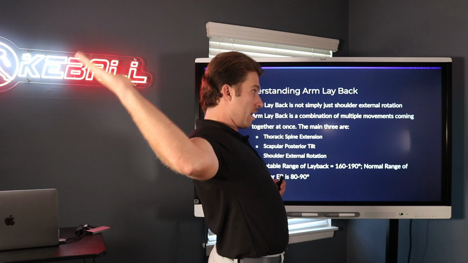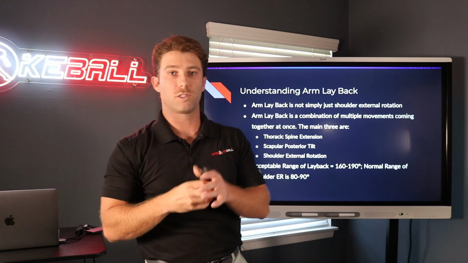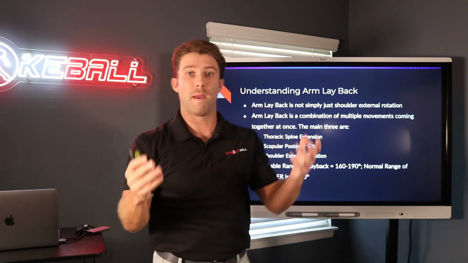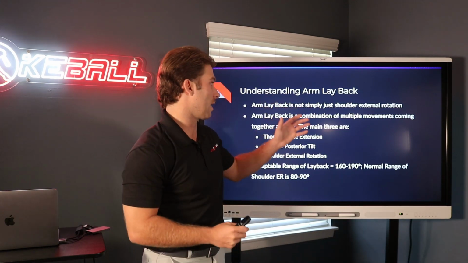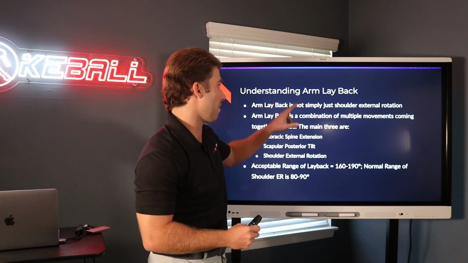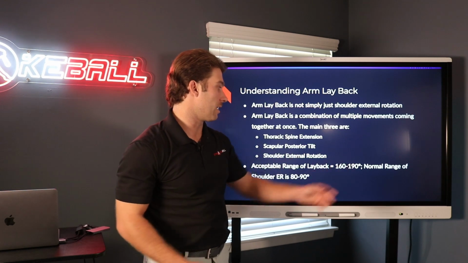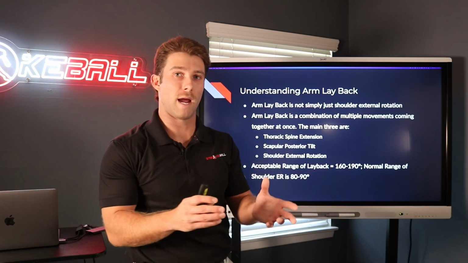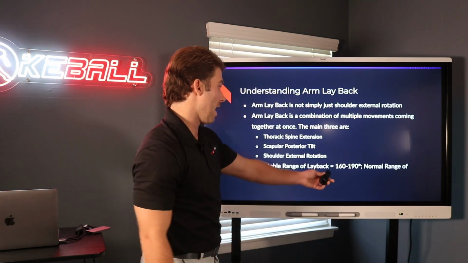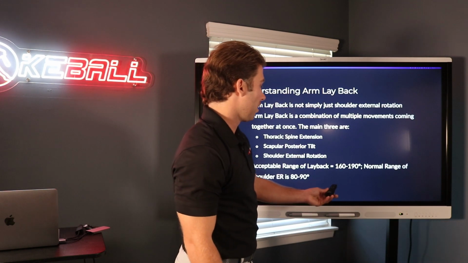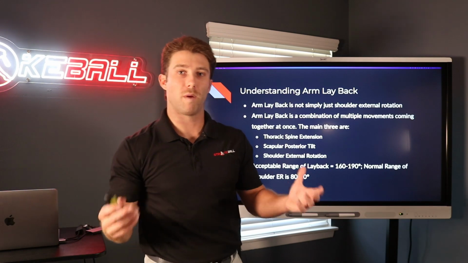So just by doing that, even in a static position, you can see how much more arm layback, or external rotation of the shoulder, I'm able to achieve. I just wanted to give you guys that example. The main takeaway I want you to understand here is that arm layback is not simply shoulder external rotation. It's a combination of these three things, and the acceptable range is between 160 to 190 degrees, and a normal range of shoulder ER is between 80 to 90 degrees. So we have about 80, 90 degrees or so that we need to get outside of shoulder external rotation in order to be in the acceptable range of arm layback.